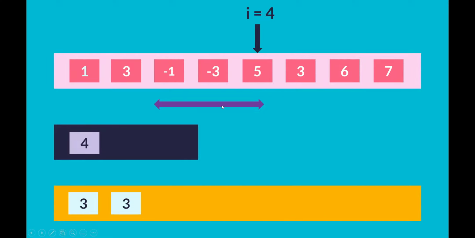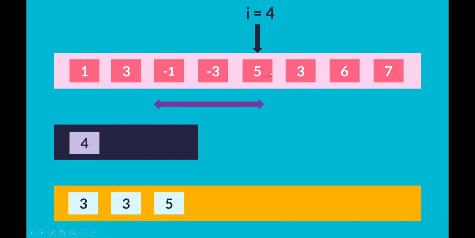Now we have looked at all elements belonging to this sliding window, and the maximum will be at the front of the DQ. So the maximum is present at index 4. So index 4 value is 5. So we push 5 onto our output array.